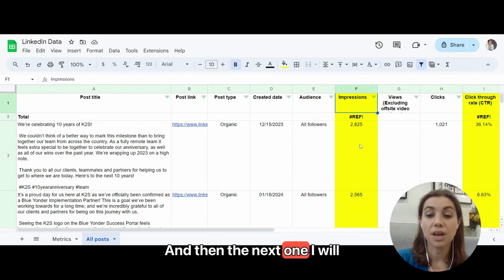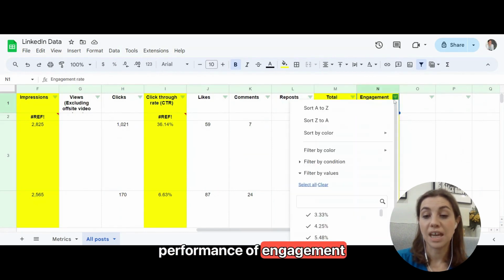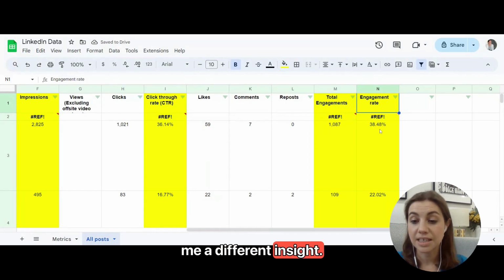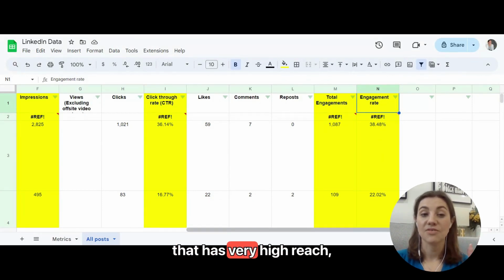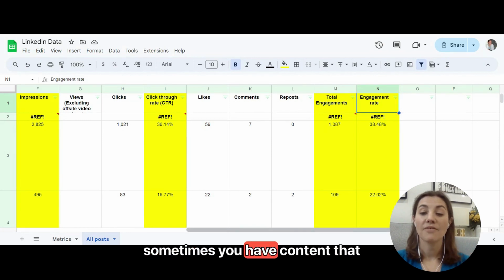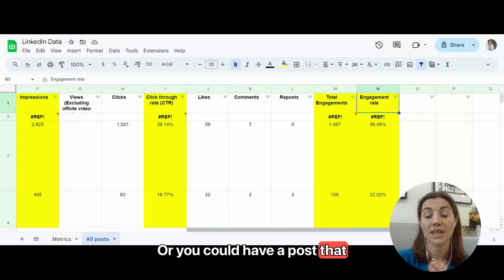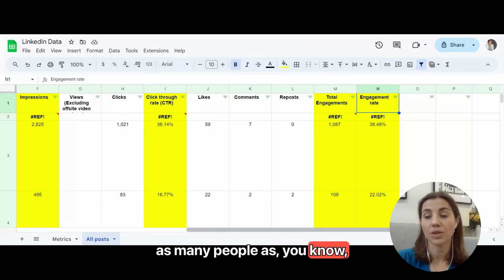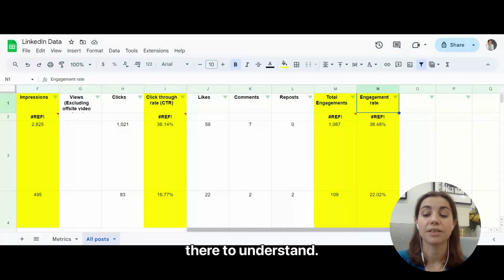The next one I will also filter by is the engagement rate. That's the proportional performance of engagement versus reach. That gives me a different insight. Sometimes you have content with very high reach, sometimes content with high reach and a high engagement rate, or a post with a high engagement rate that didn't reach as many people as posts with very high reach. So there are some nuances to understand.